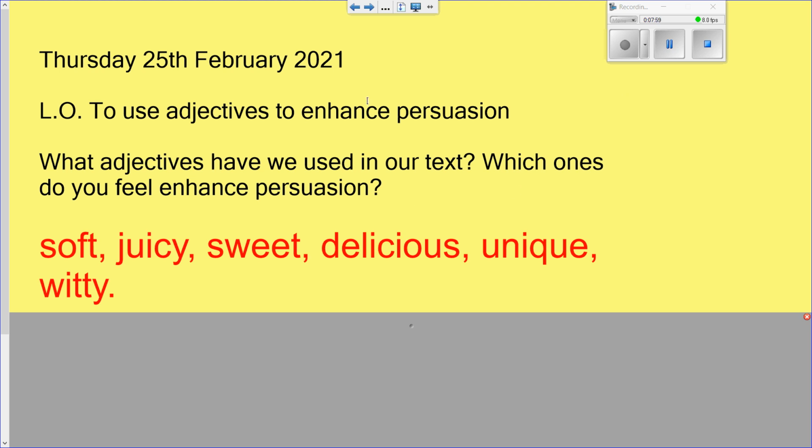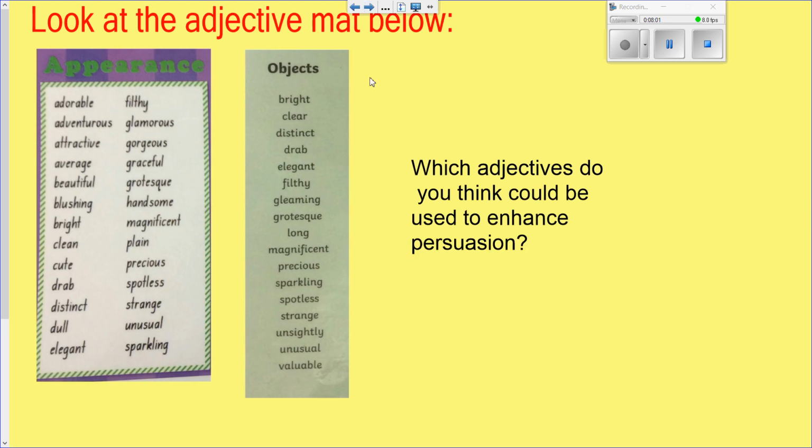Okay, so this morning we are going to look at these adjective mats, and we're going to think which ones could be used to enhance persuasion. Remember, we really want somebody to buy something, or we really want them to do something, because we're trying to persuade them. What adjectives could we use to persuade someone to buy something? Because not all of these will be appropriate. Have a think. You may want to pause the video to have a longer think. What would be good adjectives to use to persuade someone to buy something?